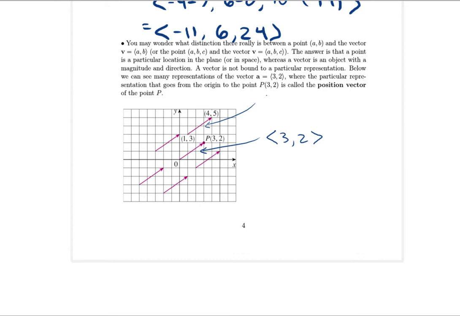Let's just take this one for instance. The terminal point of its x is 4, and the initial is 1. So if you take 4 minus 1, and then you take 5 minus 3, you actually get ⟨3, 2⟩. So basically vectors are mobile. They're not stuck in one place. The point (3, 2) is just a point in one spot. A vector can move all over the place and it's still the same vector.